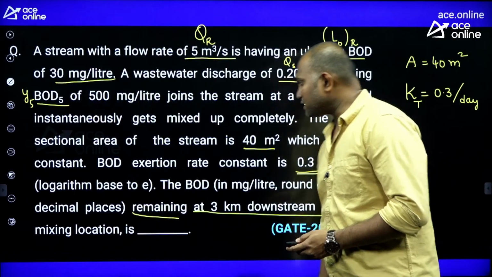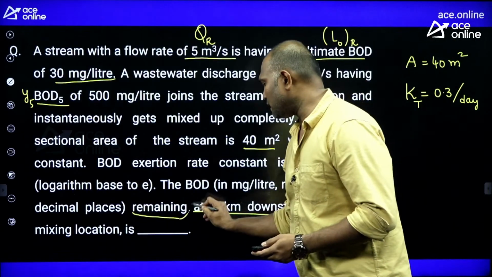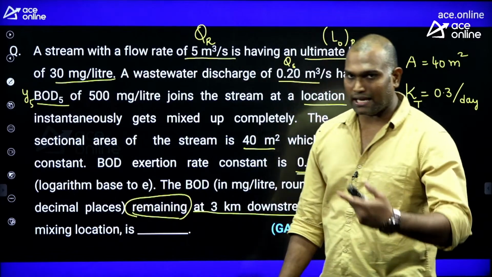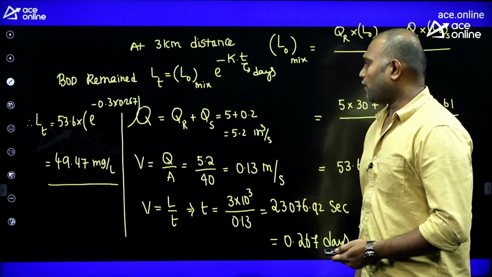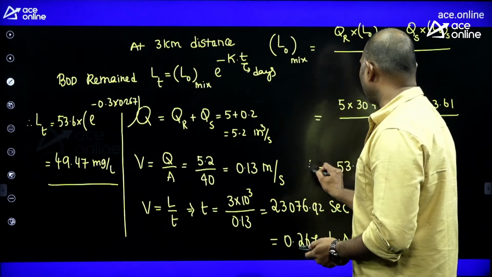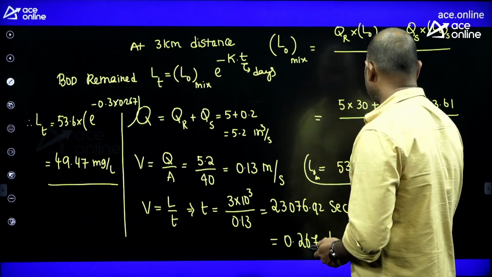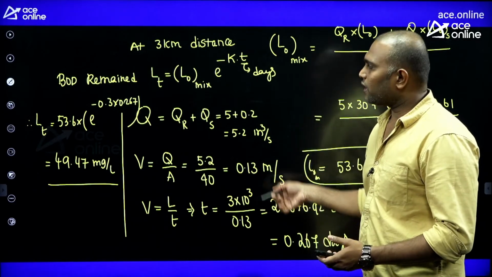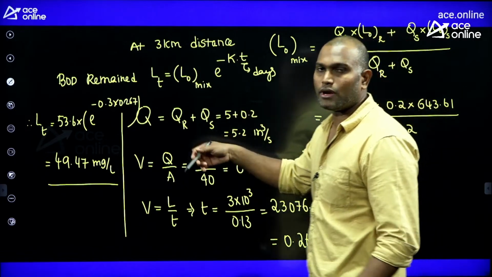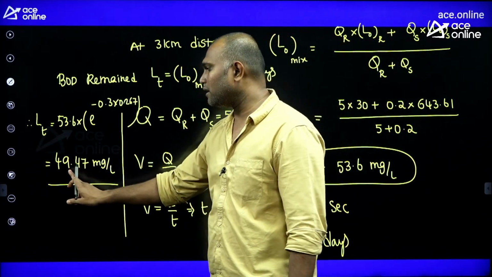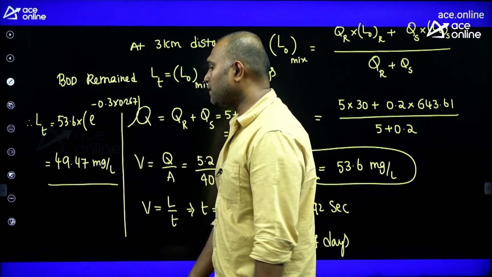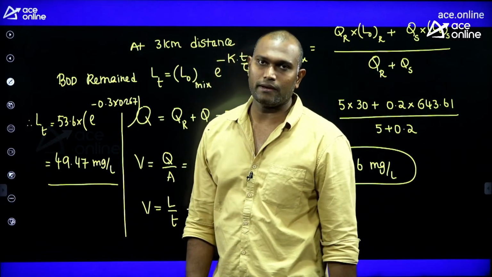So the question they are asking, you have to be very careful. Are they asking remaining or are they asking exerted? So after mixing, the BOD that you are going to get is 53.6. Out of that, over that distance, very, very little is utilized, and finally it is remaining as 49.47 mg per liter.